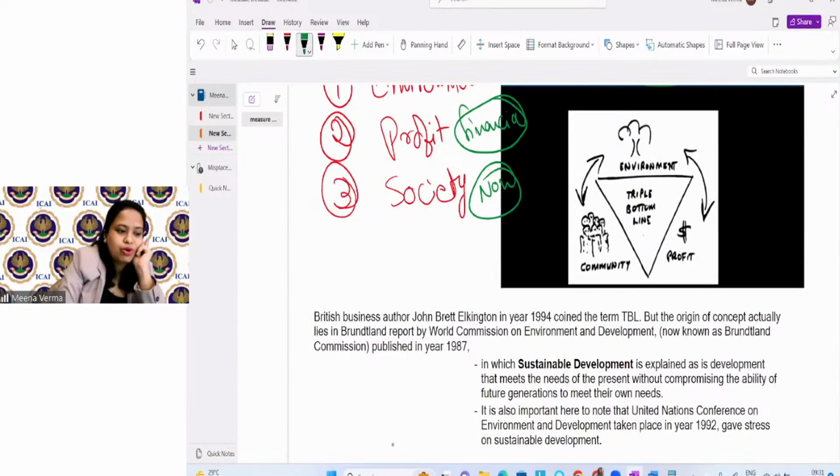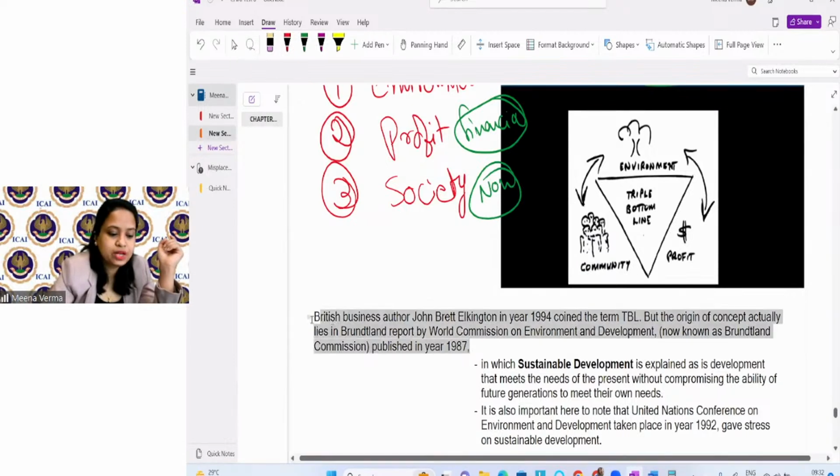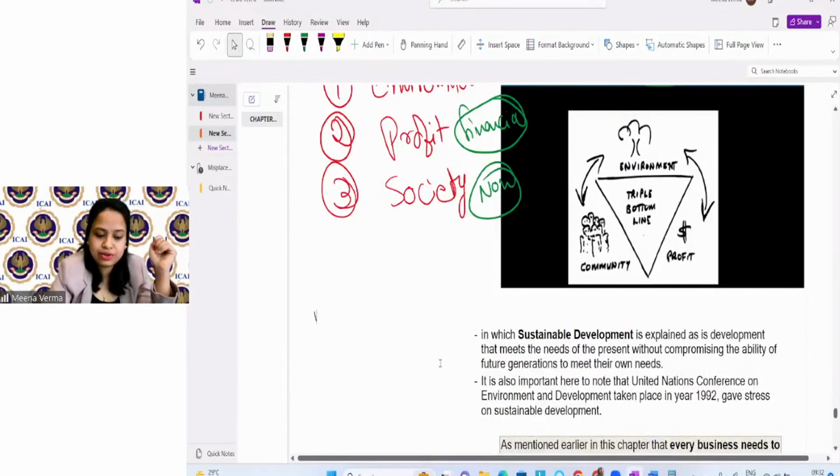Acha, this triple bottom line was introduced recently in 1994, not very old, right? In 1994, it was introduced by John Elkington, right? So it was introduced by him, and all right, so it was originally introduced in 1987. You can see the importance, right? You can see it is actually focused on environment.